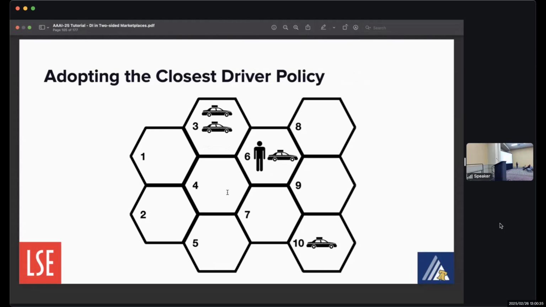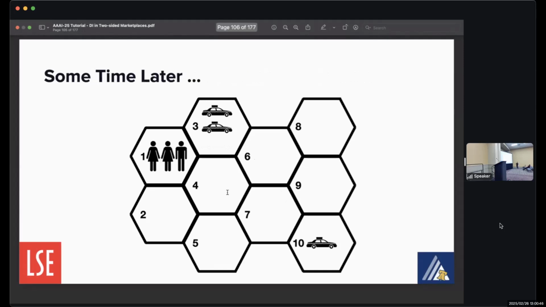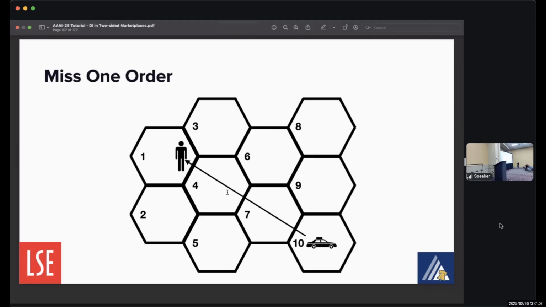Now, suppose we use the closest driver policy, so we directly ask a driver in zone number 3 to pick up this passenger. Because of that, we will only have 2 drivers left in zone number 3. Now, suppose sometime later in the future, we receive 3 call orders in zone number 1. In that case, of course, we can ask 2 of the remaining drivers in zone number 3 to pick up 2 of the passengers here. And we can also ask the remaining driver in zone number 10 to pick up the rest of the passengers here.